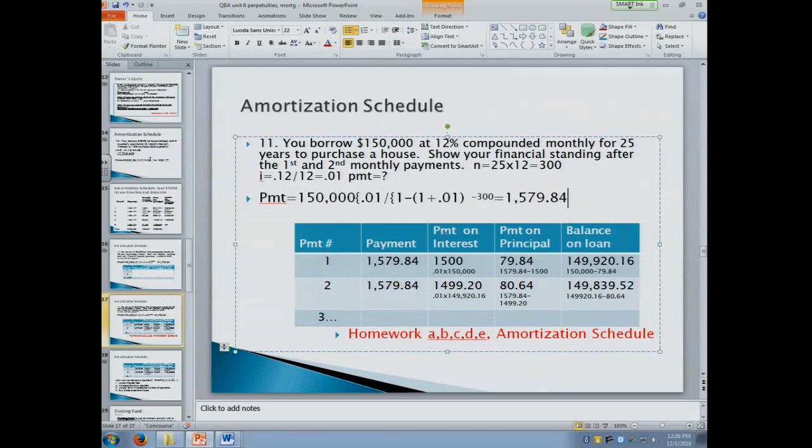So, to calculate interest, it's in this tiny print here, 1% times $150,000. On that first payment, you're paying $1,500 of interest. So of this payment right here of $1,579.84, $1,500 is going towards interest. Well, we subtract these two numbers. When we subtract those two numbers, we get $79.84. That is the amount that we're reducing the principal.